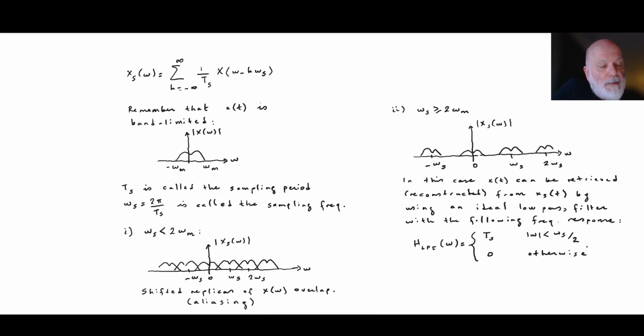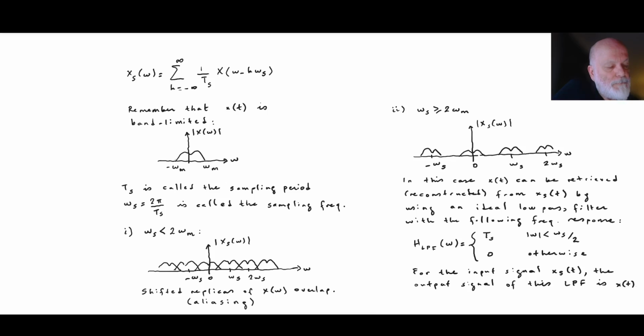So for the input signal xs of t, the output signal of this low-pass filter is x of t. This is in fact the statement of the Shannon Sampling Theorem.